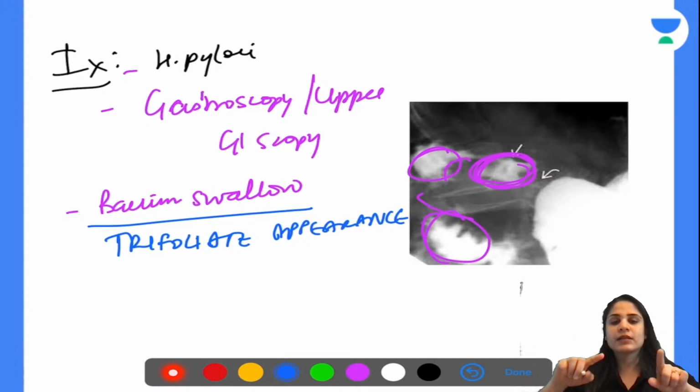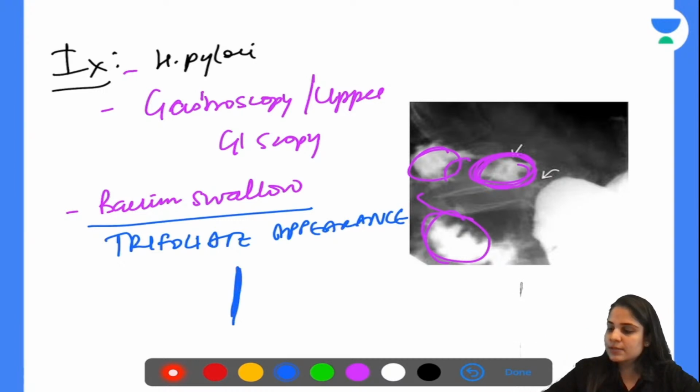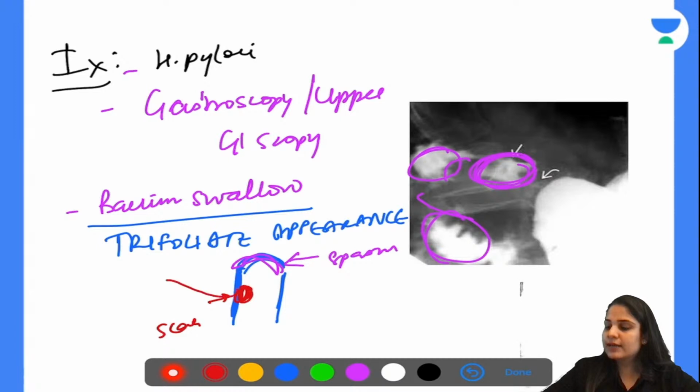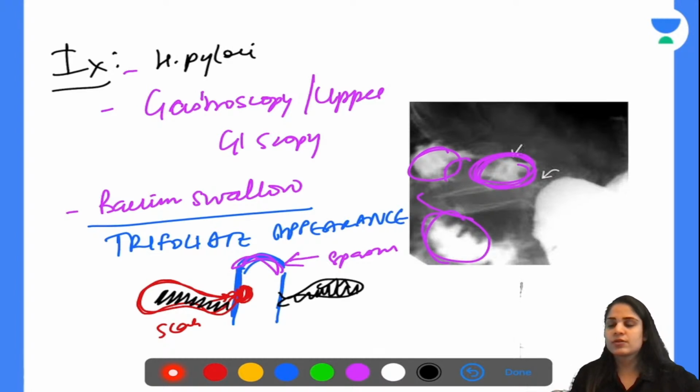Along with the scarring, you will also get secondary diverticula. Just imagine this is the duodenal cap, the first part of the duodenum. The duodenal cap will undergo spasm. Now this is where the ulcer is, so this part has undergone scarring. Initially it undergoes scarring and later on it forms a secondary diverticulum. The barium will go inside this diverticulum, so that is one more pouch. That is how you get the trifoliate appearance.